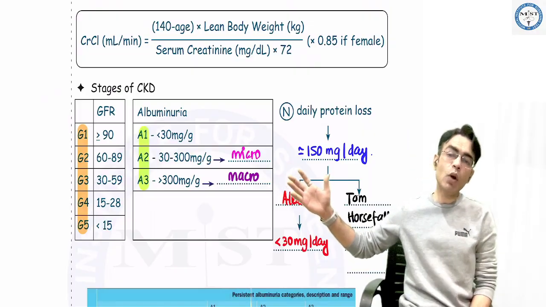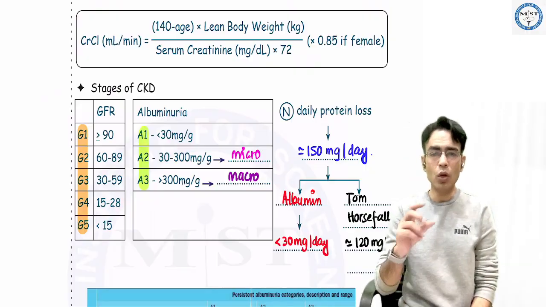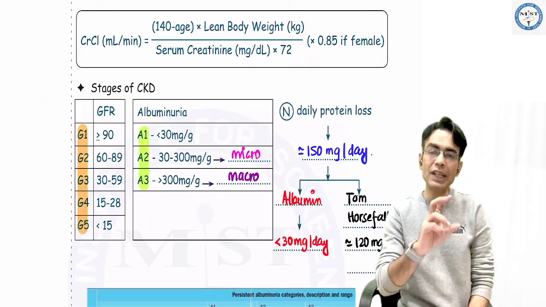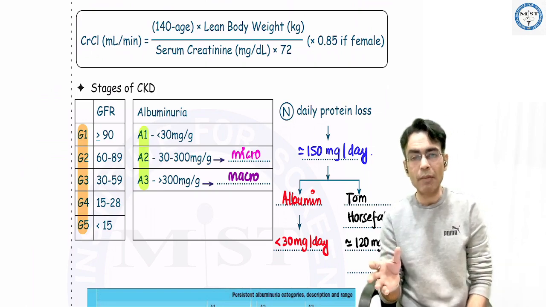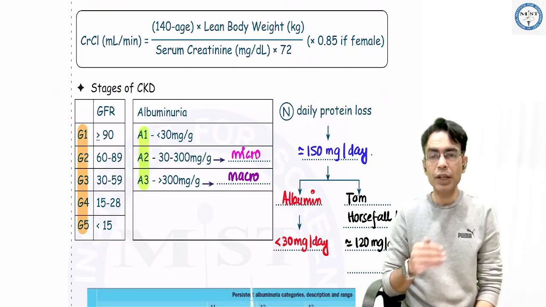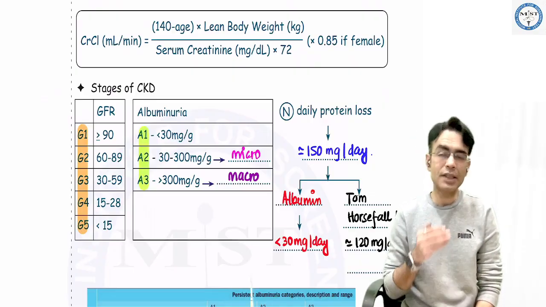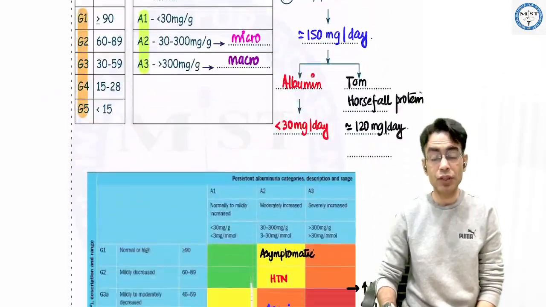The second criterion on which CKD depends is your albumin loss in the urine. Normally, we are losing less than 30 milligrams of albumin per day, or per gram of creatinine. This is normal, A1. If it is 30 to 300, A2, microalbuminuria. If it is more than 300, macroalbuminuria. But basically, we are doing it on the basis of GFR.